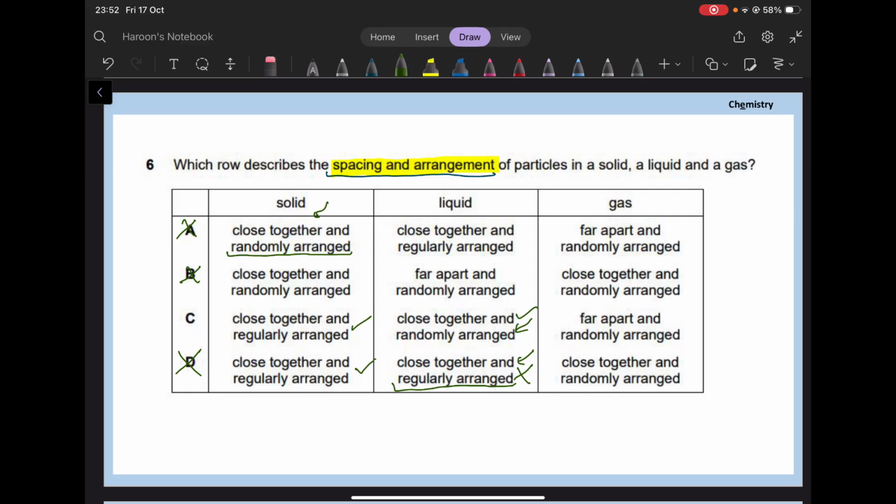Far apart, yes. For gas they are far apart, you can see close together over here, so that makes this incorrect as well. And randomly arranged, yes, they are randomly arranged in gases as well, so that makes C the correct answer over here. C is the answer.